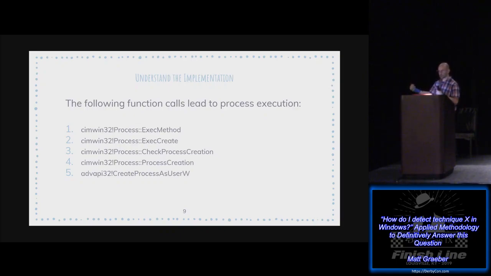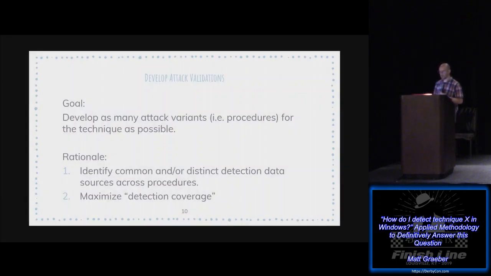And as you can see, the function that calls process creation is CheckProcessCreation. So we're kind of broadening the scope of the implementation here, but we're also just getting a much clearer picture of the overall flow of this implementation. All right. So we've dug in a little bit into the implementation. Now, through our various open source research, let's start developing some actual attack validations.